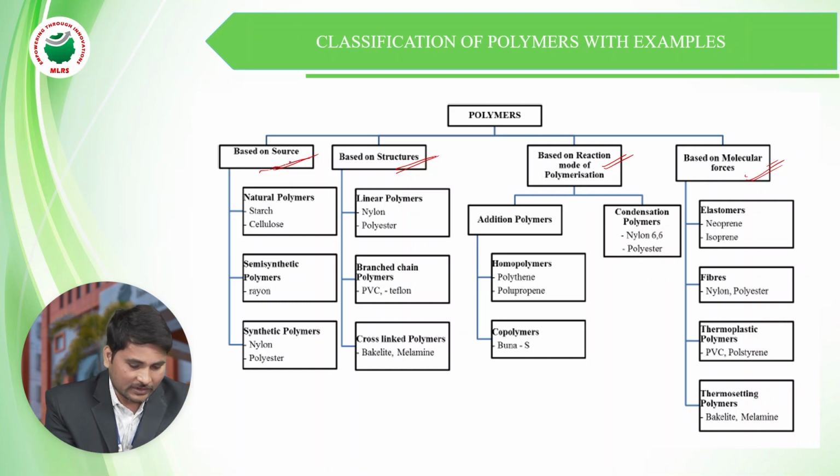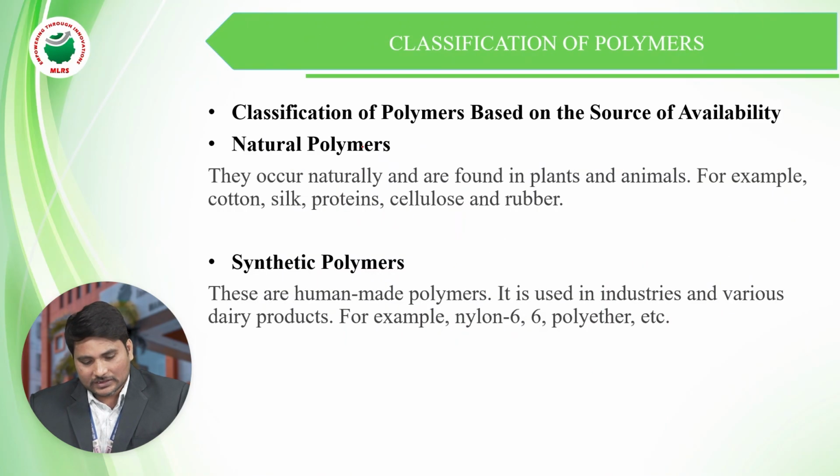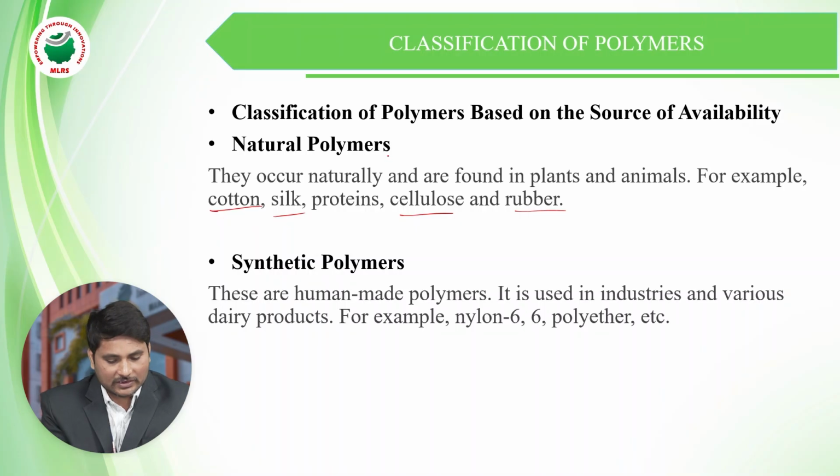The first one is based on the source. Based on the source, polymers are classified into two types: natural polymers and synthetic polymers. In natural polymers, we are not doing anything; nature itself produces these polymers. For example, cotton, silk, cellulose, and natural rubber, the Hevea brasiliensis latex. These are given to us by nature, so we call them natural polymers.